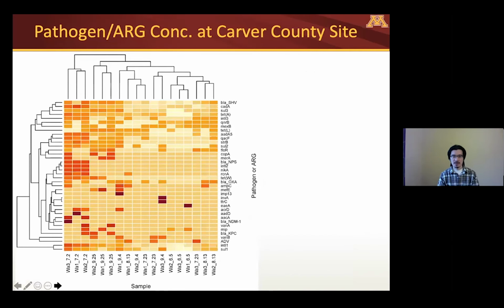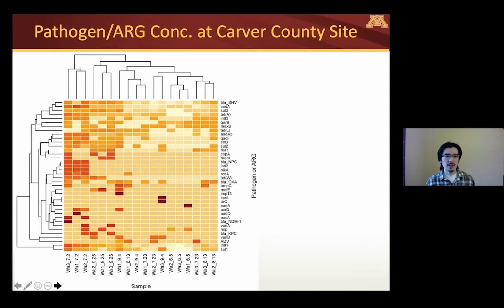We have collected lots of data about pathogens and antibiotic resistance genes. It is a little difficult to show the overview of the results at once, so I broke down the results at each site, and I will present 2 sites in this presentation. One site is the Carver County site.